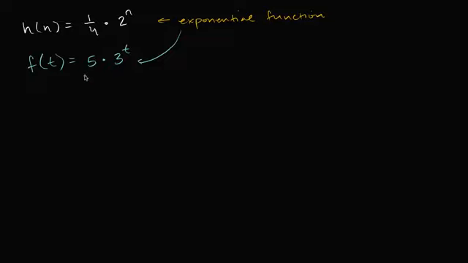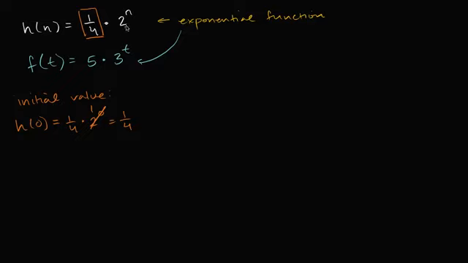So one thing that you might see is the notion of an initial value. And this is essentially the value of the function when the input is 0. So in these cases, the initial value for the function h is going to be h of 0. And when we evaluate that, that's going to be 1/4 times 2 to the 0. Well, 2 to the 0 power is just 1, so it's equal to 1/4. So the initial value, at least in this case, seems to just be that number that sits out here.